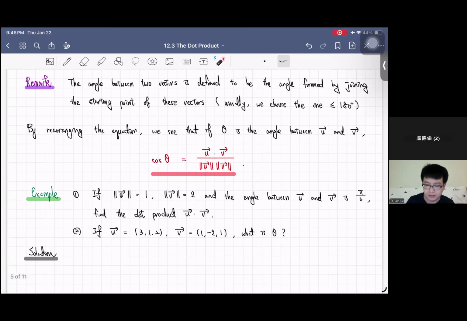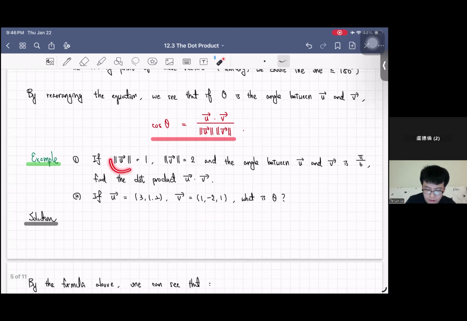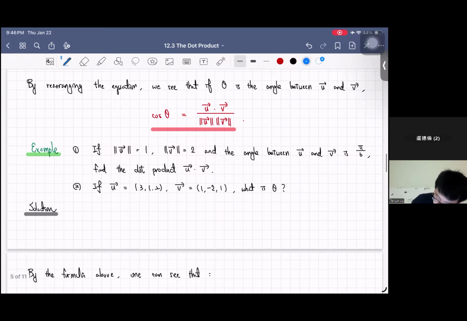Again, let's do some examples to practice what we just learned. So first of all, the first problem is asking you, if the length of U is 1, the length of V is 2, and the angle between them is pi over 6, then what is the dot product? So let us just apply the formula, right?